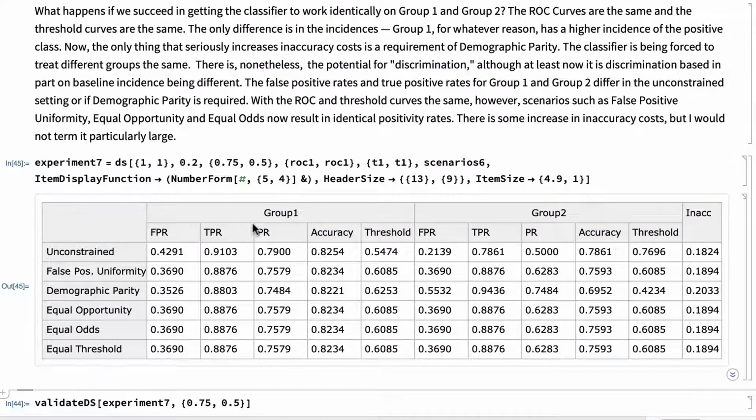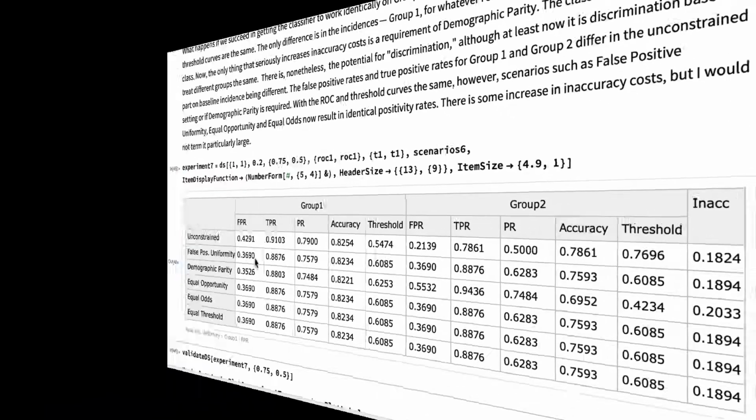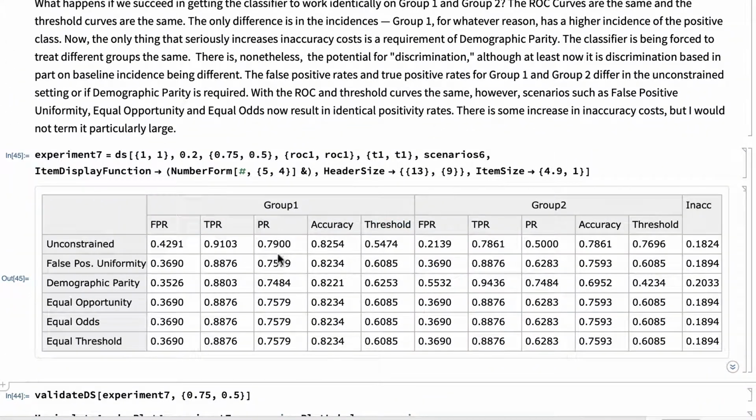And what we see is that we do now have what you could call discrimination. That is, the false positive rates and true positive rates are higher in the unconstrained case for group 1 than group 2. The positive rate is often going to be different for group 1 and group 2, and that's true even with equal odds. The positive rate's higher for group 1 because there are more people in the true positive class than in group 2.